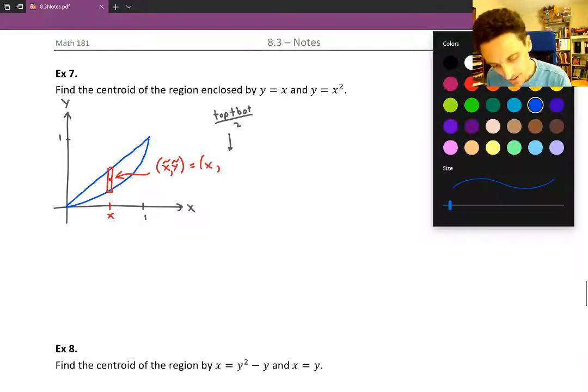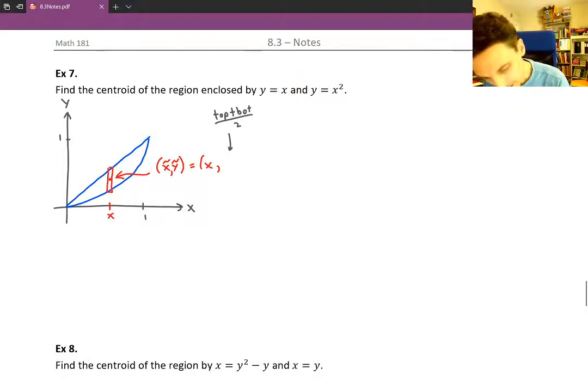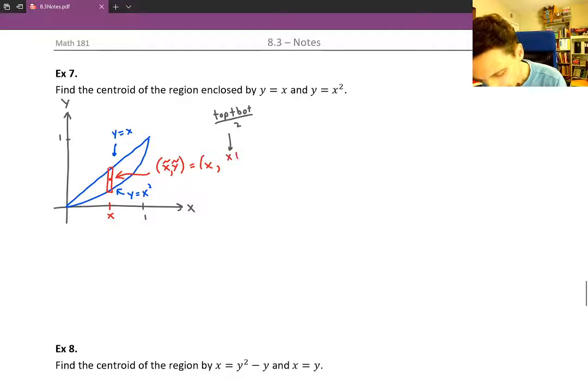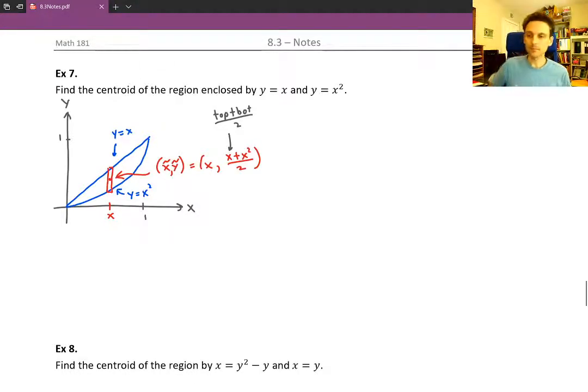And in that case, you get the top function. Let me just write out where the top function is. That's going to be y equals x. The bottom function is y equals x squared. So we'll have x plus x squared divided by 2. So that's the center of mass of each strip.